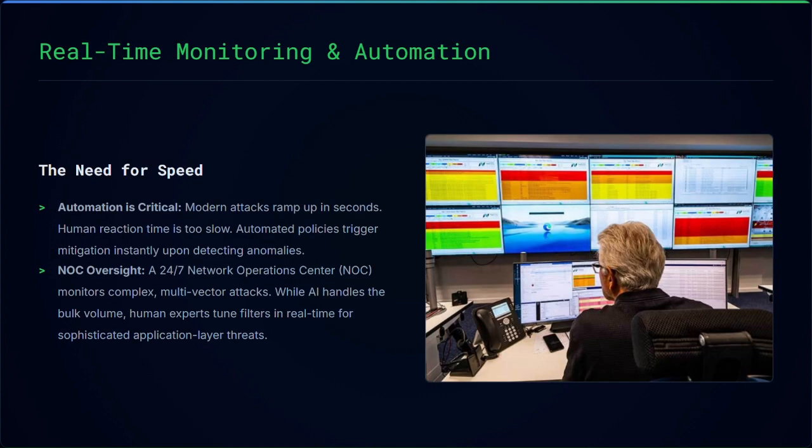We can also implement real-time monitoring strategies. Because attacks can start in seconds, human reaction time is often too slow. So automation is critical. The system has to detect and deploy defenses instantly, but we do not rely only on the machines. We can also implement a 24/7 network operations center, which is staffed by human experts who manage the most complex application layer attacks that might try to sneak past the automatic filters.